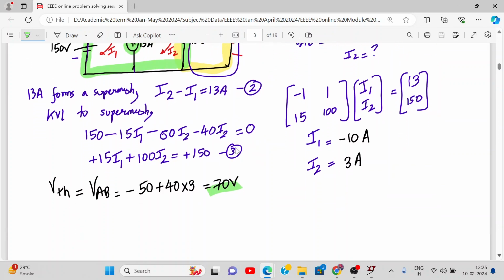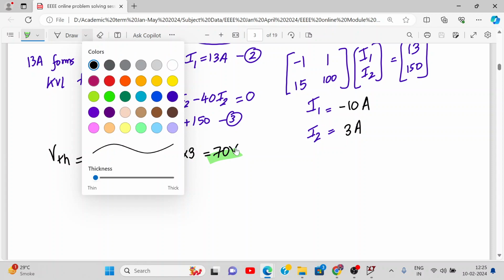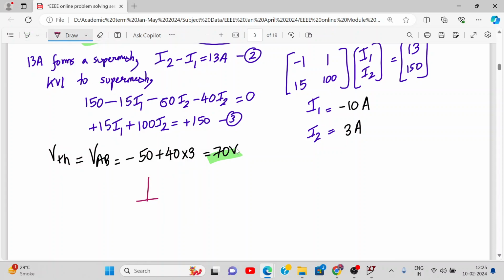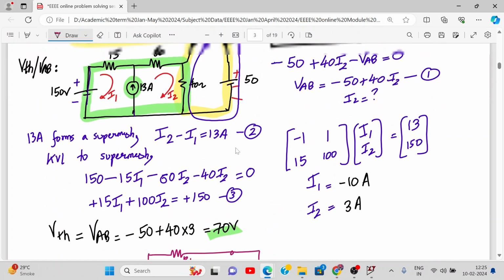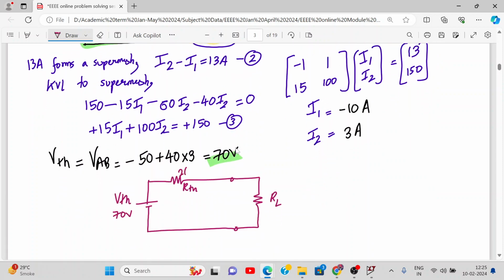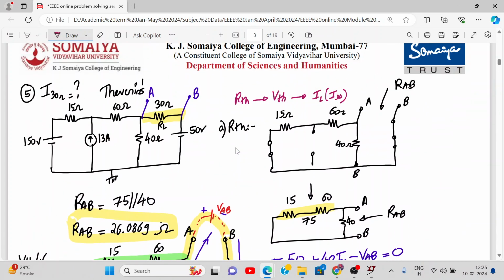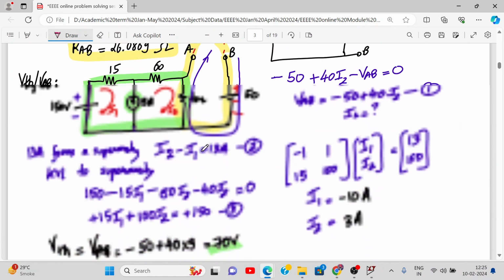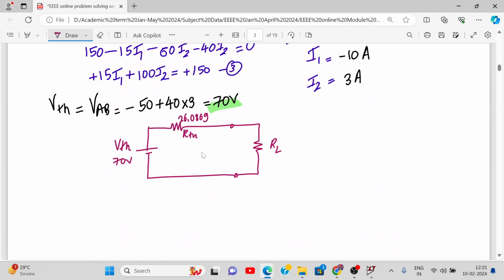Now what needs to be done? Draw Thevenin's equivalent circuit like this. Just draw it. VTH, RTH, and here I have my load RL. What is the value? This is 70. What is the value of RTH we got? 26.0869. And what is the value of RL? 30 ohm. We need to find the current through 30 ohm resistance. So this is 30 ohm.